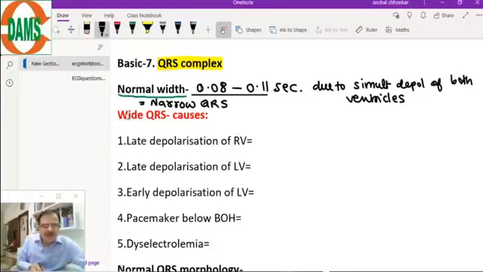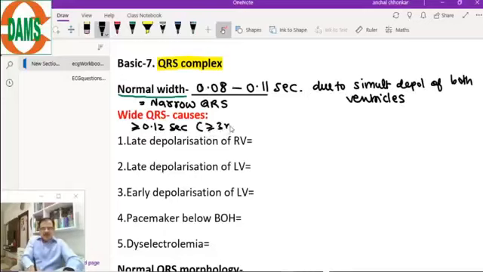So the causes of wide QRS complexes, now these are the hints given to you and your answers sequentially. How do we measure it? We measure it from the start of the QRS till the end of the QRS. So a wide QRS complex means it is more than or equal to 0.12 second, that is more than or equal to 3 mm. Less than 3 mm is a normal width.